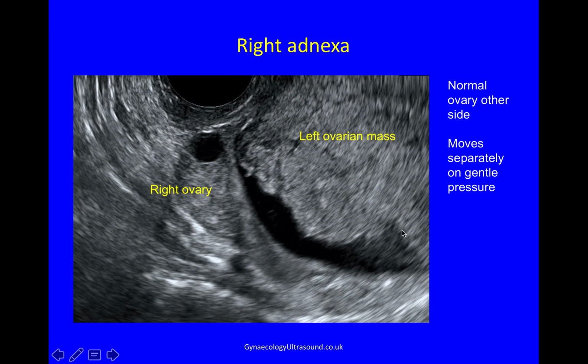This was the mass on the left side of the pelvis, and here you can see a normal ovary on the other side. The right ovary and the left mass moved separately on gentle pressure using the transvaginal probe.